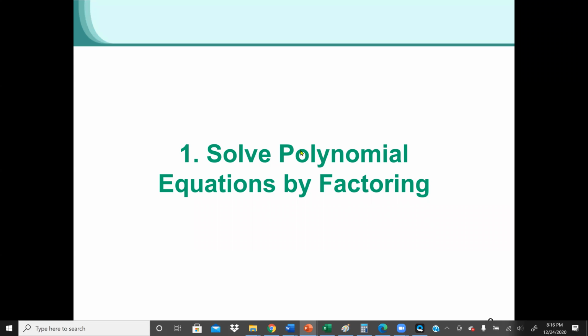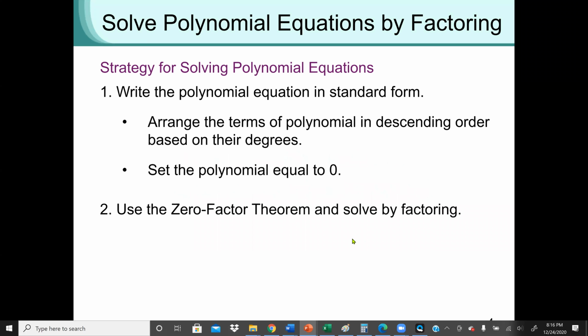So we start with solving polynomial equations by factoring. A strategy for solving polynomial equations: the first step, we should write the polynomial equation in standard form. Then we are going to arrange the terms of the polynomial in descending order based on their degrees, the exponent. We talk about the degree of an expression as the exponent of the variable. Also, we should set the polynomial equation to 0. Then we can use the zero factor theorem and solve by factoring.